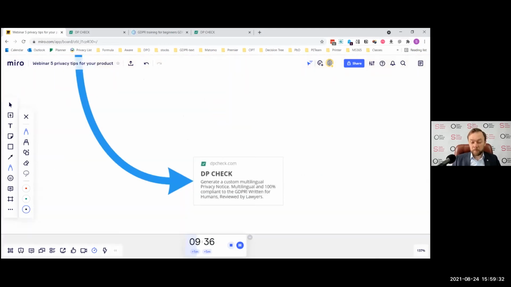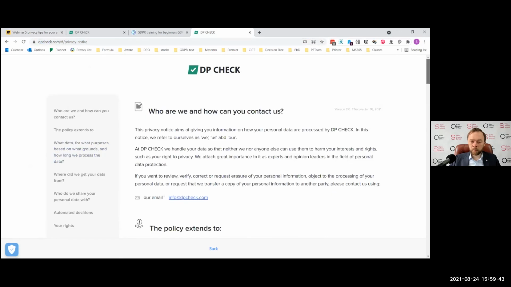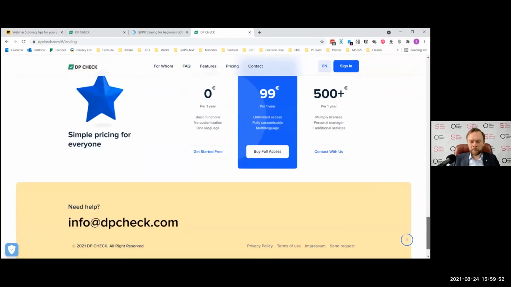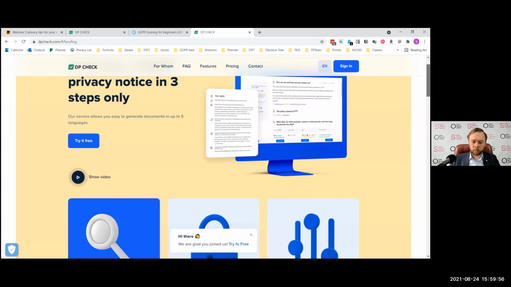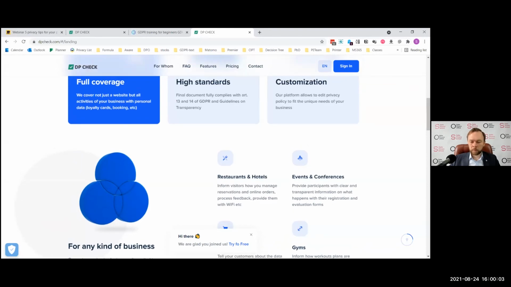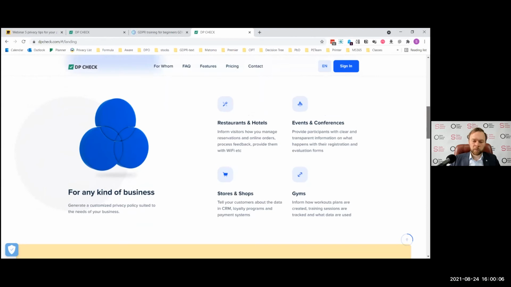One exception is VPCheck, a privacy notice generator developed with the participation of the Data Privacy Office, the company that I belong to. We developed this privacy notice generator keeping in mind all those requirements. First of all, it's industry specific. It does not cover all businesses. It covers mostly small and medium-sized businesses, quite typical standard businesses like restaurants, hotels, events and conferences, gyms, and stores. There is the industry of mobile apps, but we don't focus on IT. In this way, we managed to collect information about internal processes happening in those kinds of companies and include them in the privacy notice.